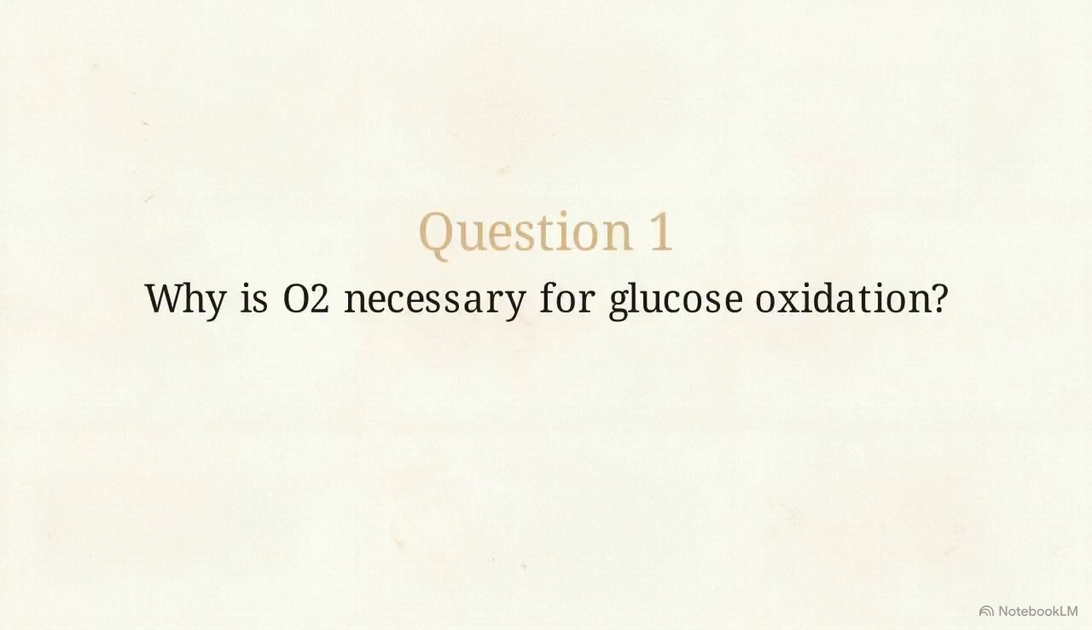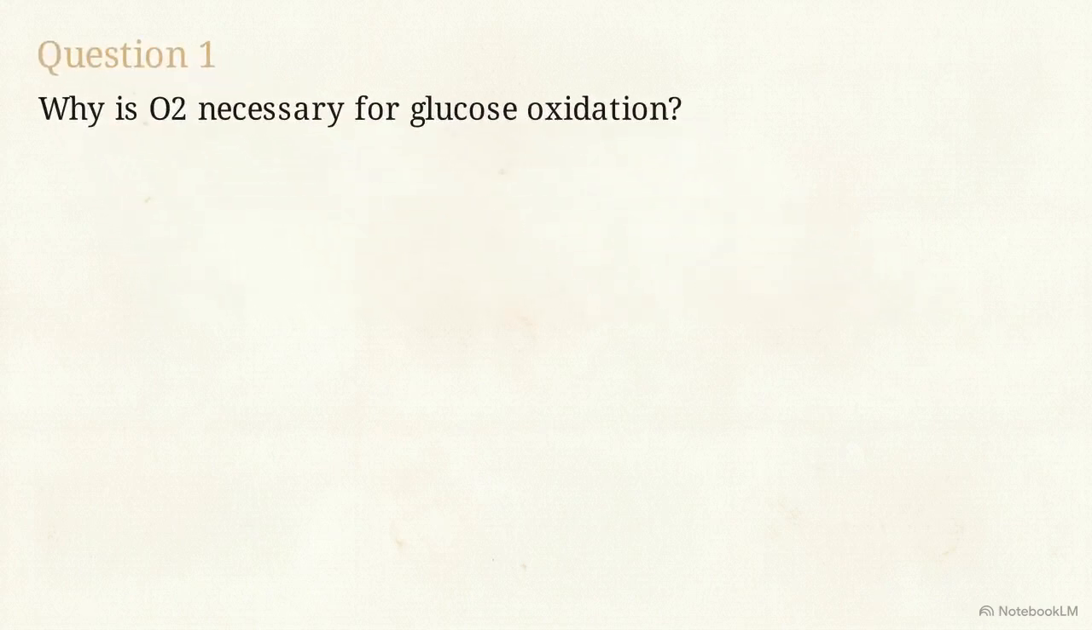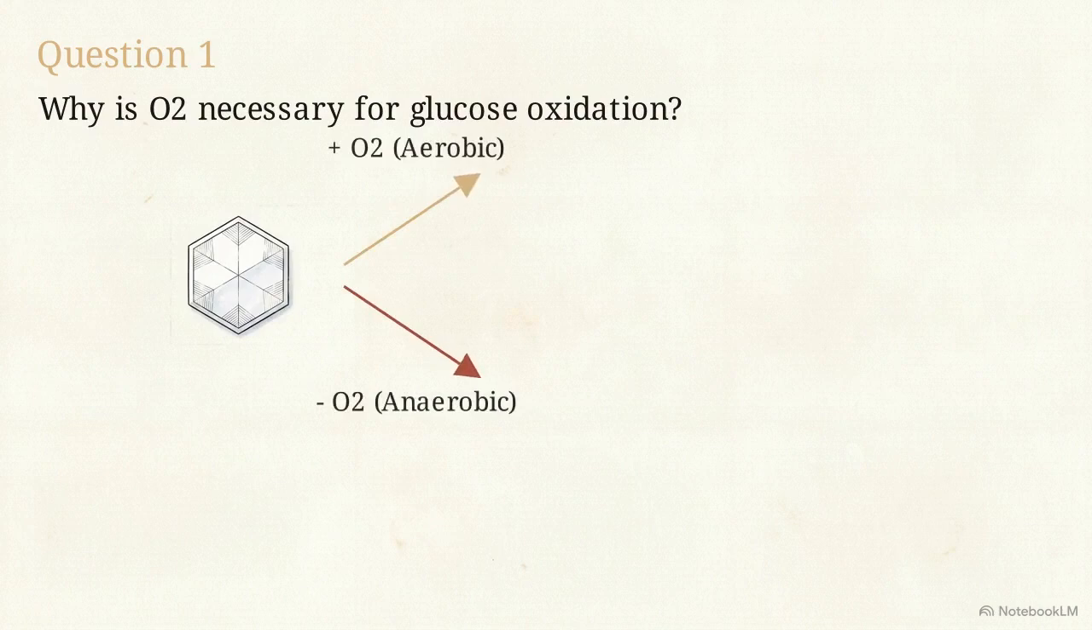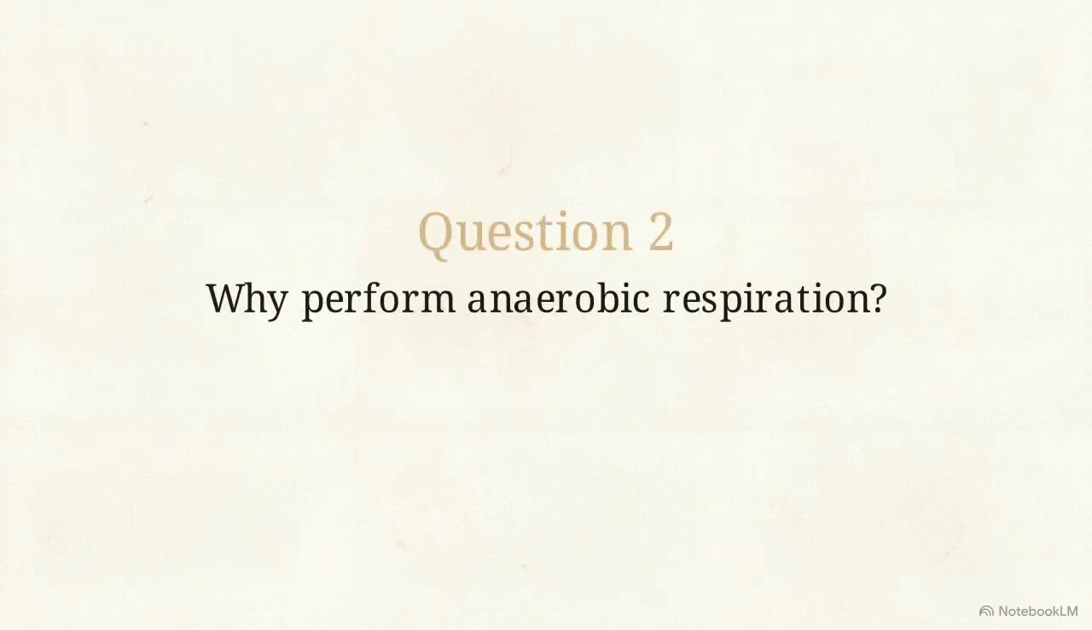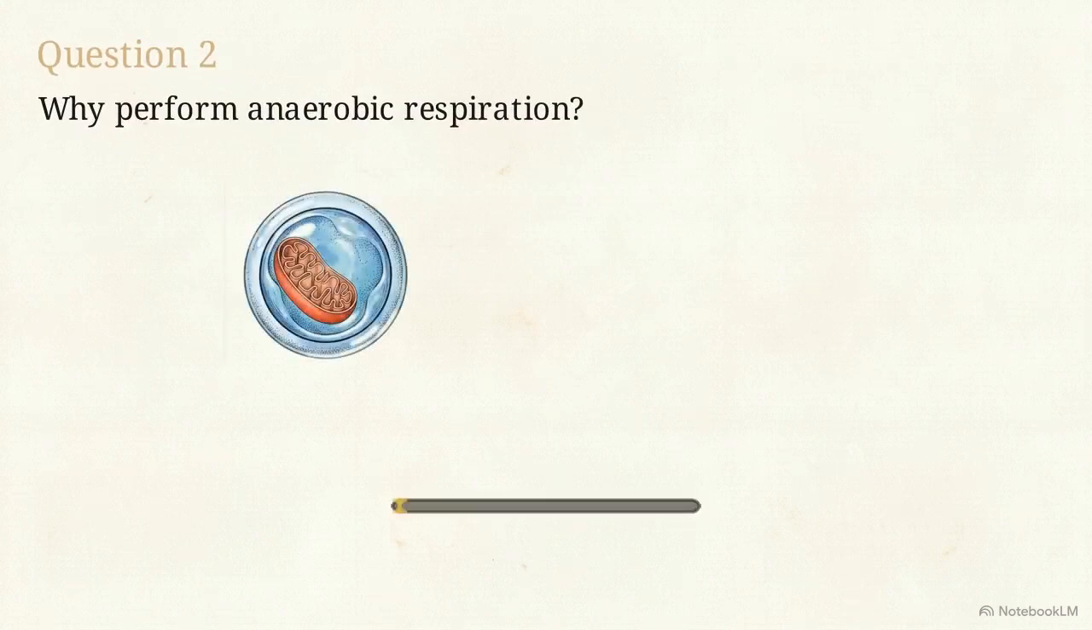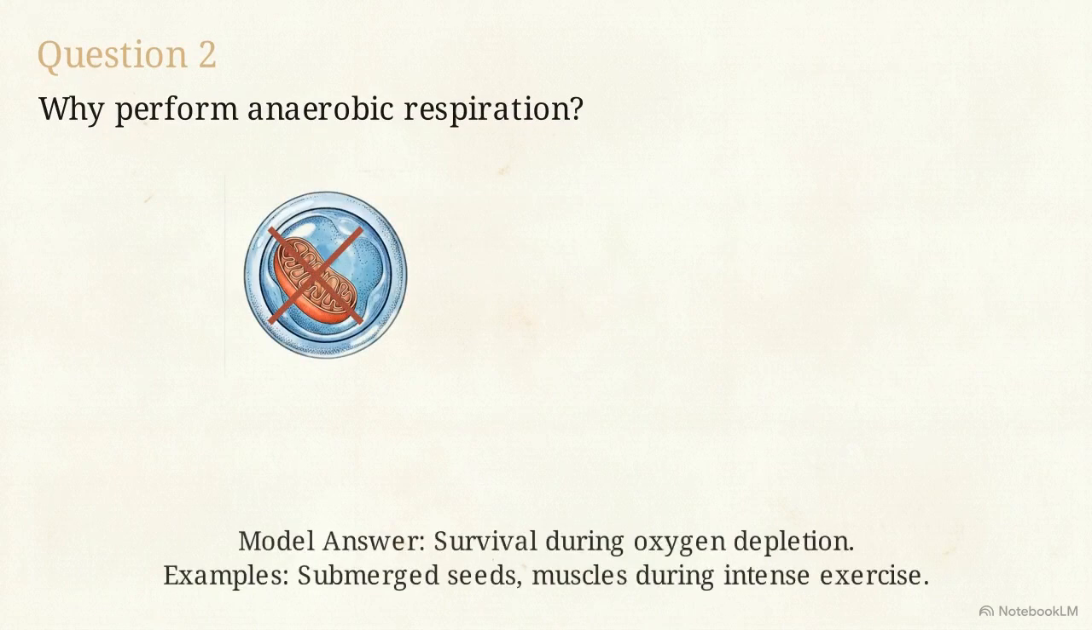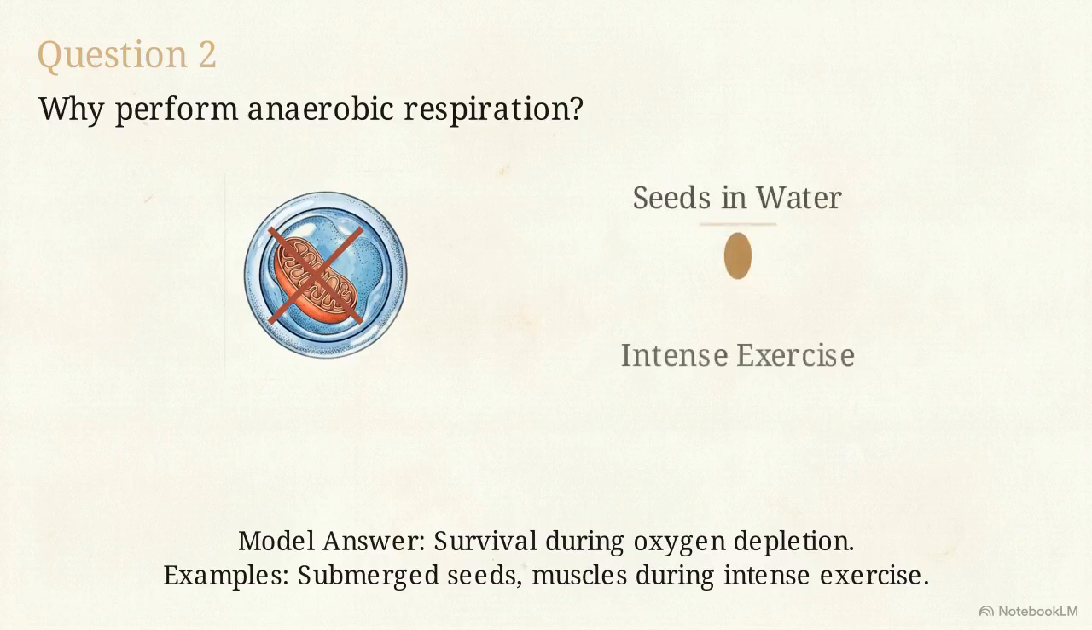Question 1. Give the scientific reason why oxygen is strictly necessary for the complete oxidation of glucose. The model answer: without oxygen, glucose is incompletely oxidized through fermentation, resulting in less ATP compared to aerobic respiration. Question 2. Why do plants and animals sometimes perform anaerobic respiration? The answer is survival during oxygen depletion. Seeds submerged underwater, or human muscles undergoing intense exercise, must resort to anaerobic pathways to maintain basic energy production.